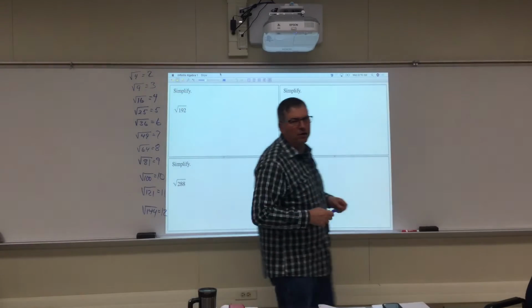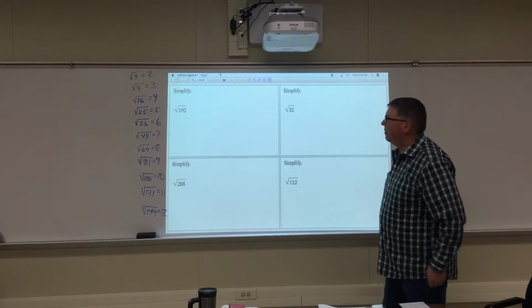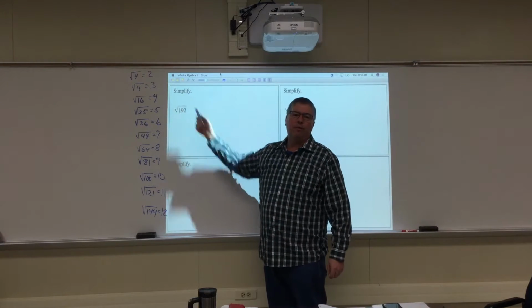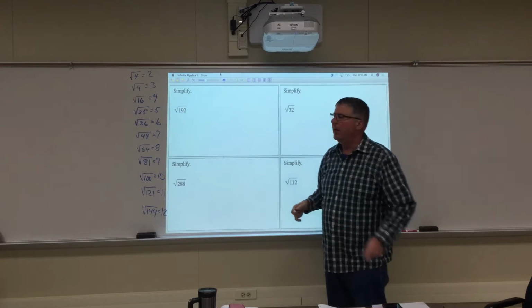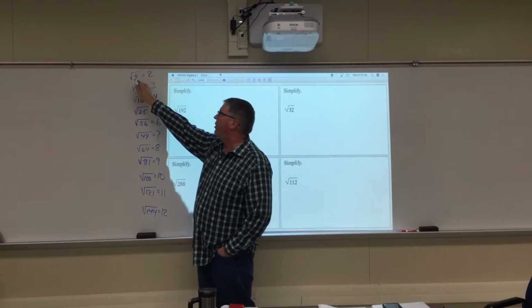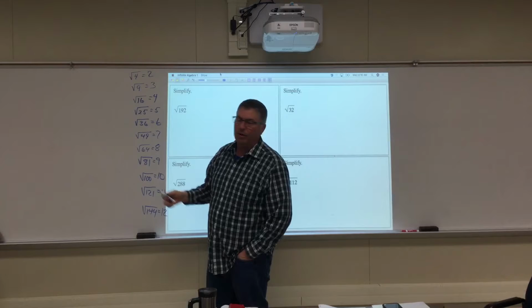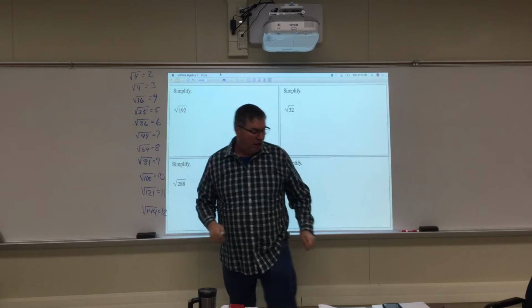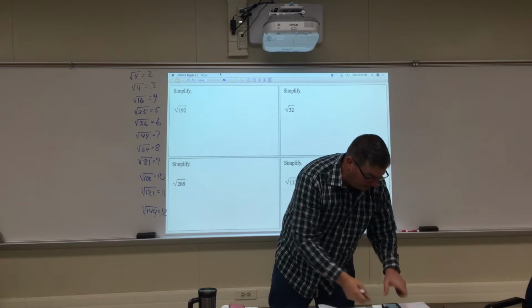Okay, this is our first try at radical numbers or square roots. We're going to be simplifying square roots here. Now, the magic numbers when we're simplifying square roots is your square numbers: 4, 9, 16, 25, 36.